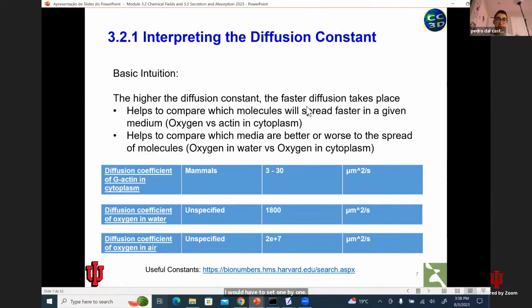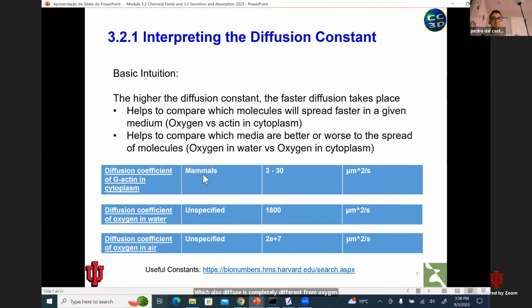So it's very important that you have some interpretations of the diffusion process in your minds. So for example, the very basic intuition, which is the higher the diffusion is, the faster the diffusion takes place. Okay, so this is the most basic intuition. It helps you comparing different molecules' diffusion behavior, and also compare the same molecule in different situations, in different media. So for example, oxygen in air diffuses completely differently from oxygen in water, which also diffuses completely differently from oxygen in a tissue, right?